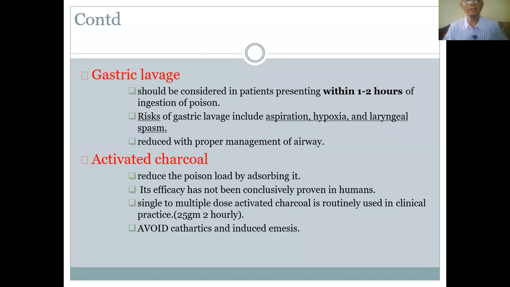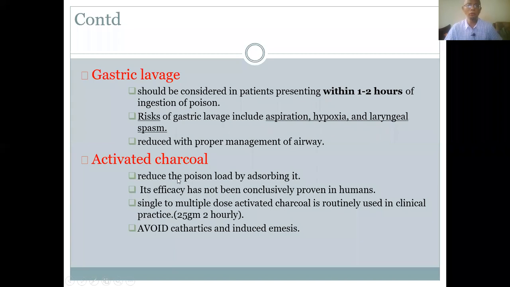Now coming to gastric lavage, it should be considered in a patient presenting within 1 to 2 hours of ingestion of poisoning. But if there is more time, then lavage will not be helpful, because by this time the poison will be absorbed and there are systemic features. Risks of gastric lavage include aspiration in the lungs, hypoxia and laryngeal spasm, which can be reduced with proper management of the airway. If you properly manage the airway, there is less chance of aspiration.